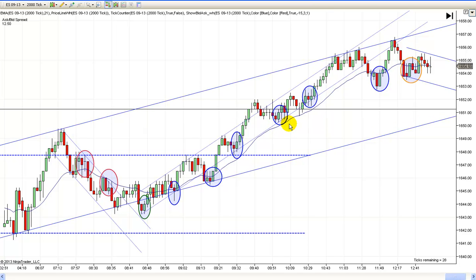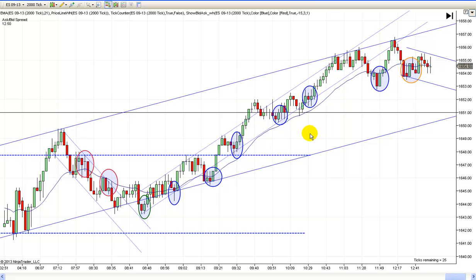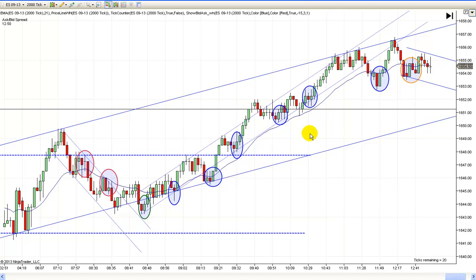And I get that question a lot too. If you try to tighten your stop too early, you're going to get stopped out on good trades. Keep your stop below the signal bar, which is right here. It's right here on this trade. It's right here on this trade. It's always the lowest bar in that move.